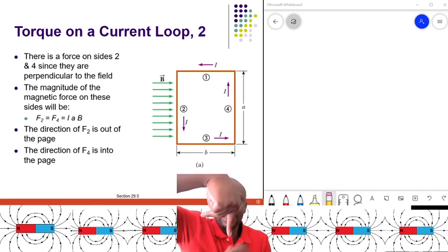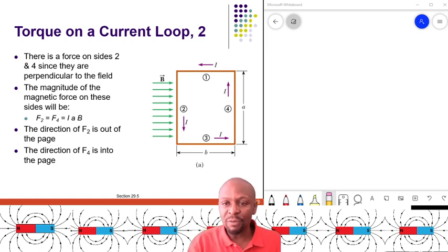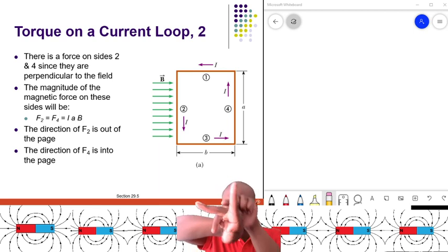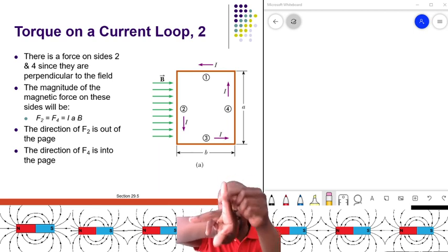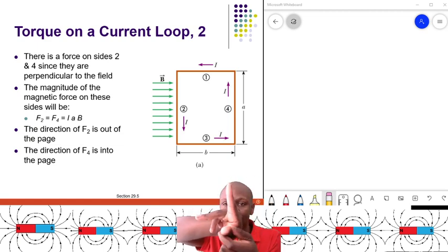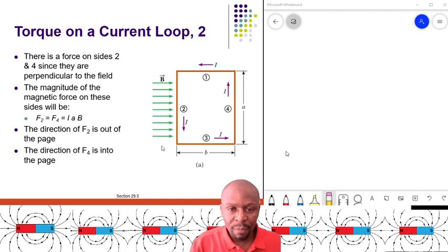This is the B field and then the velocity of the charged particles. But for side number 4, now the current is going up. The magnetic field is going in that direction. This is the B field. The charged particles are moving up. Therefore, the force must be into the page.